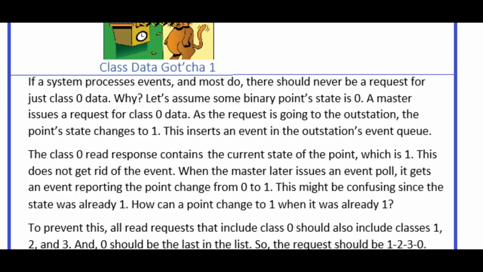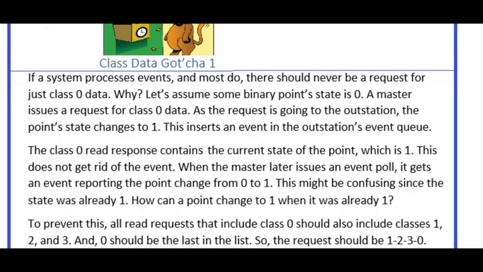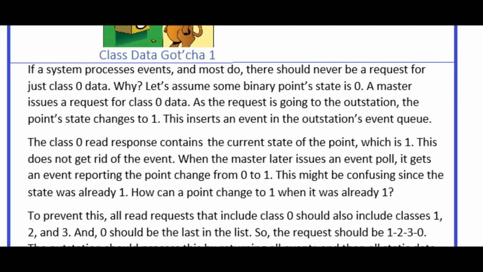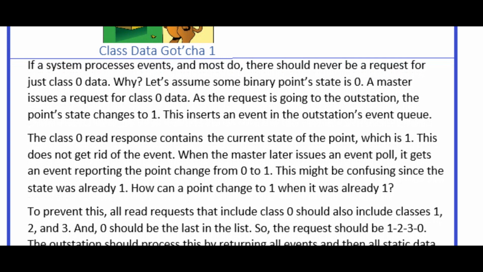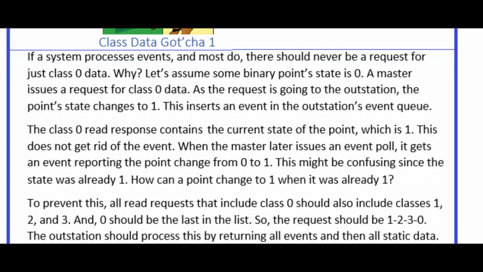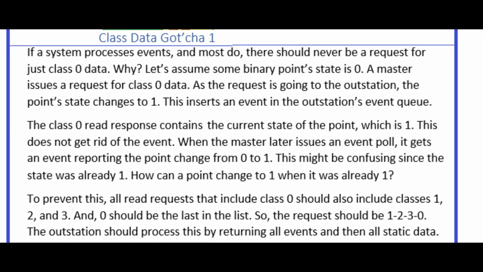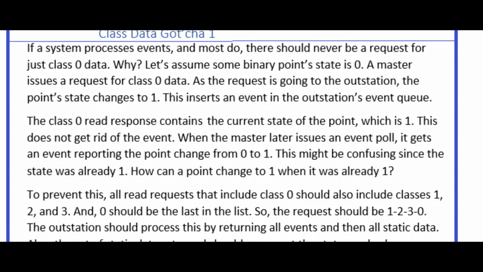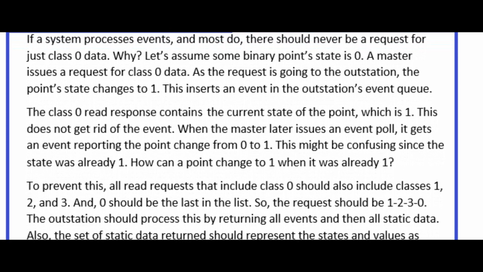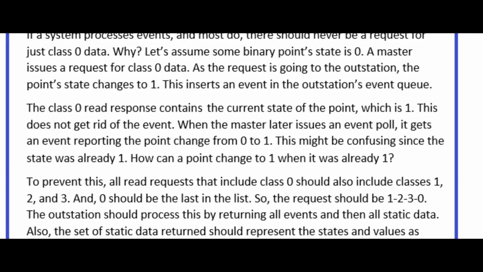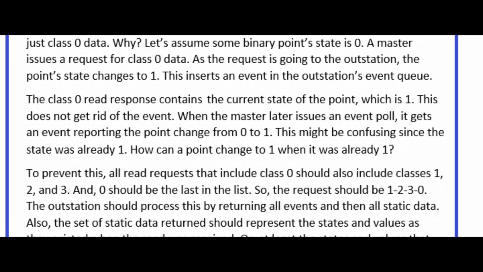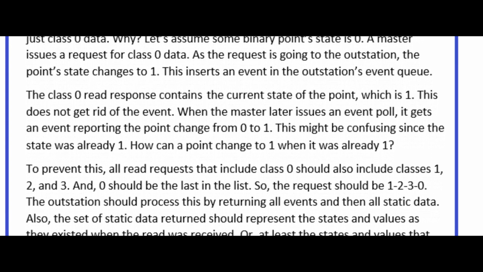The class 0 read response contains the current state of the point, which is 1. This does not get rid of the event in the outstation's buffer. When the master later issues an event poll, it gets an event reporting the point's change from 0 to 1. This might be confusing since the state was already 1. How can a point change to 1 when it was already 1?